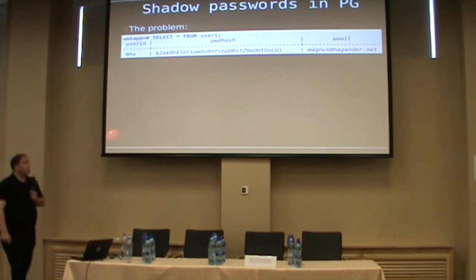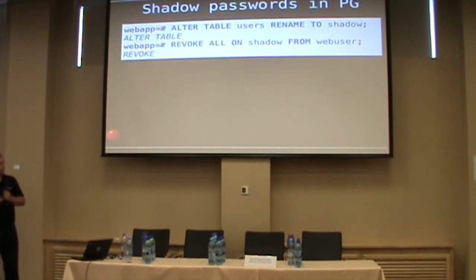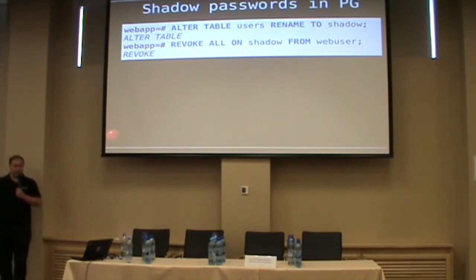So, going back to the basic problem: my non-privileged user can run select star from users, and he can get the username, the hash, and the email. These are the things that we don't want. So let's replace this with a view instead. I'm going to take my users table, rename it to shadow, and revoke all on shadow from web user. So now the web user can no longer see anything. That's good. Except it also can't really do anything, because there are no users anymore in my system.